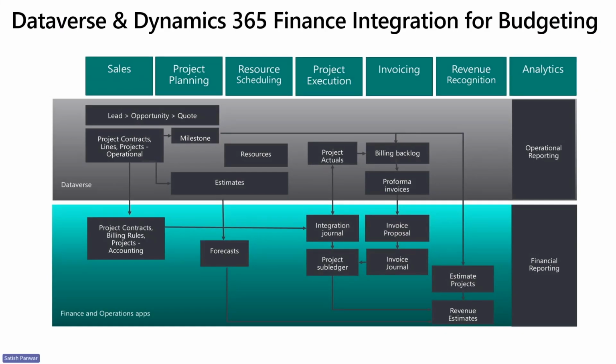In a case where we have an integrated deployment, that means we have Dataverse and also finance and operations talking to each other, there are existing maps and integrations available between multiple entities, which are shown in this diagram, where the gray box talks about Dataverse entities and the green box below talks about the finance and operations apps. What we have done is that, currently without budgets, estimates were integrated to forecast. So any estimates created in the project on the Dataverse side were directly integrated and posted into the forecast tables on the F&O side.